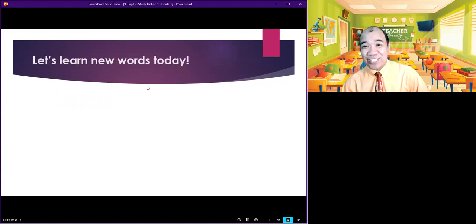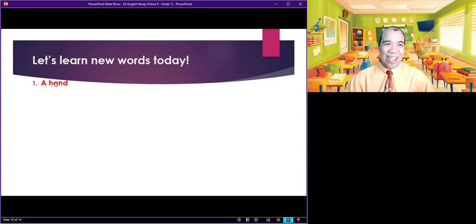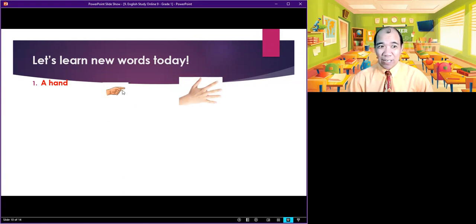Okay, let's learn new words today, okay? A hand. Okay, look at the picture. So this is a hand. But look at this. It's pointing far from that hand. So the question is, what is that? So this picture is far from you. So that's why, what is that? So what is the answer? That is a hand.